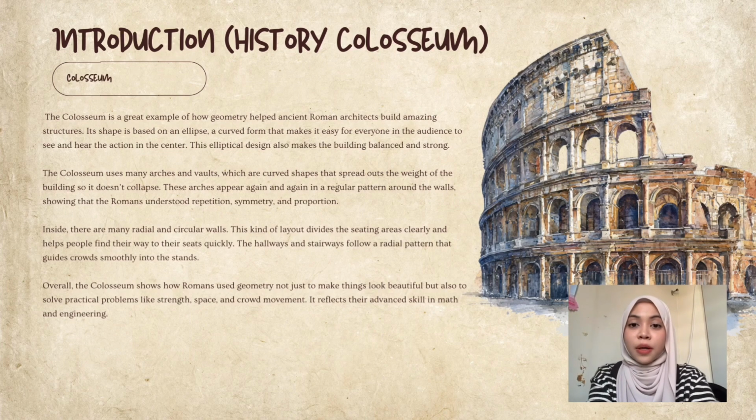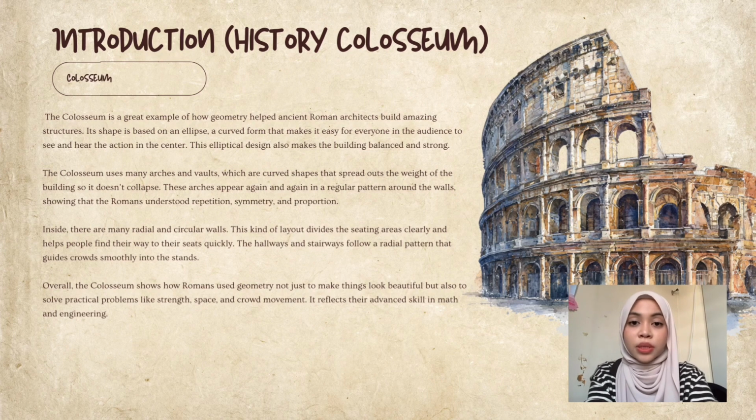Today I'm going to explain about the Colosseum. The Colosseum is a great example of how geometry helped ancient Roman architects build amazing structures. Its shape is based on an ellipse, a curve that makes it easy for everyone in the audience to see and hear the action in the center. This elliptical design also makes the building balanced and strong.